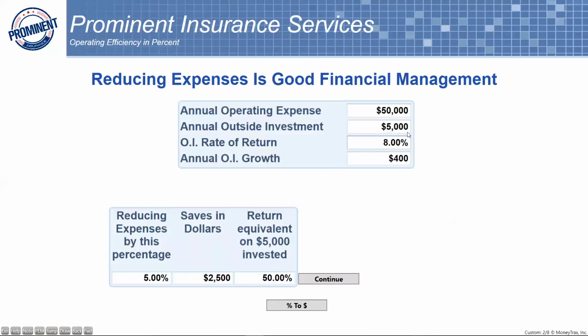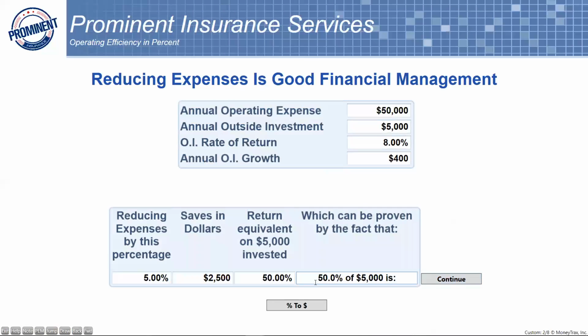The return equivalent on that same $5,000 that you would invest in a market: in order to get a $2,500 return on $5,000, you would have to have an interest rate of 50%, which is unheard of. You would have to make 50% on that $5,000 to get $2,500, which is unheard of, like I said. And this can be proven by the fact that 50% of 5,000 is 2,500.